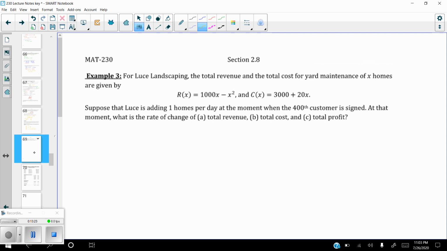All right, so for Lucci Landscaping, the total revenue and the total cost for the yard maintenance of x homes are given by, and then the two functions are given there. Suppose that Lucci is adding 1 home per day at the moment when the 400th customer is signed. At the moment, what is the rate of change of the total revenue, total cost, and the total profit?